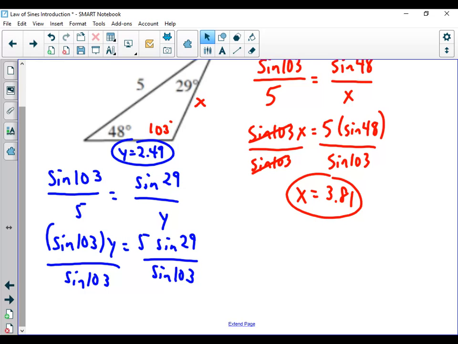Then after that, I just need one other piece of information, either one other angle or one other side. So I need to know at least one other angle or side.